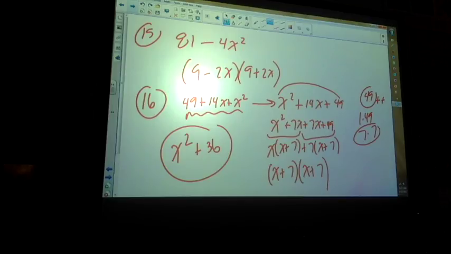No matter how hard you want to make it factor, it won't factor unless there was a greatest common factor in there, and there wasn't. We don't have an x on both, and we don't have factors of 36 on both. So that one is just prime. It will not factor.